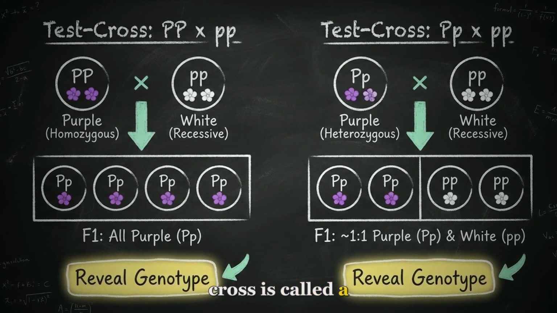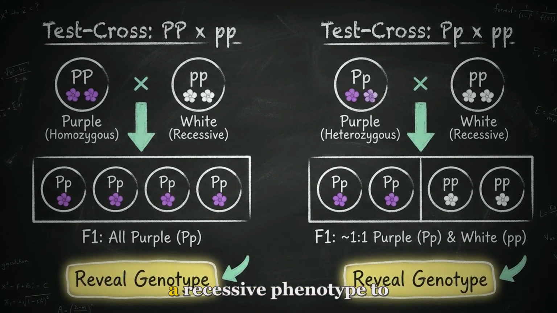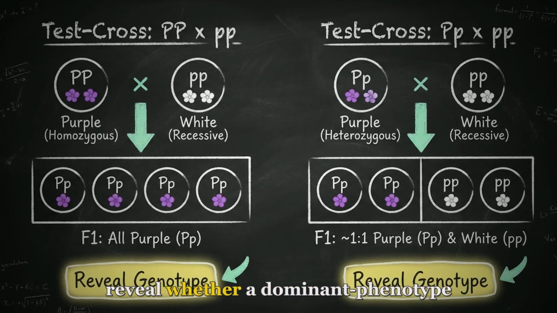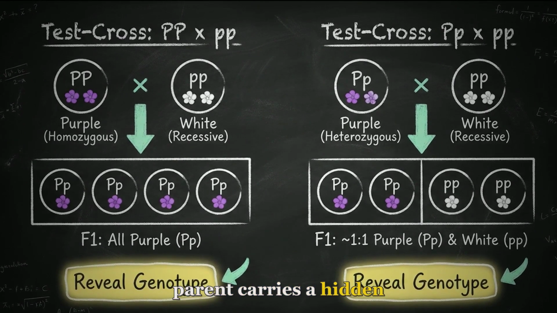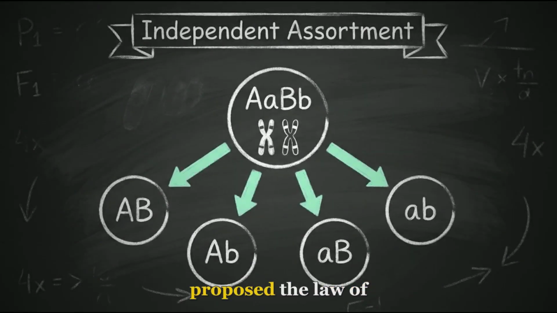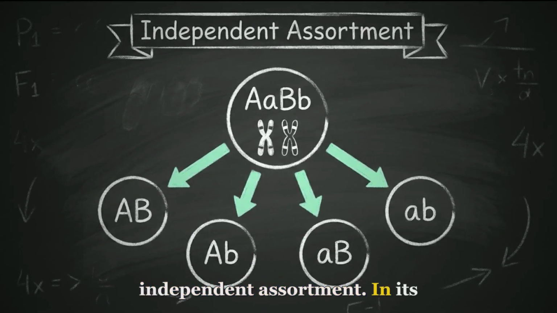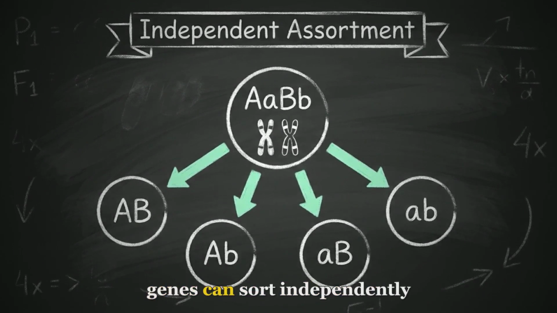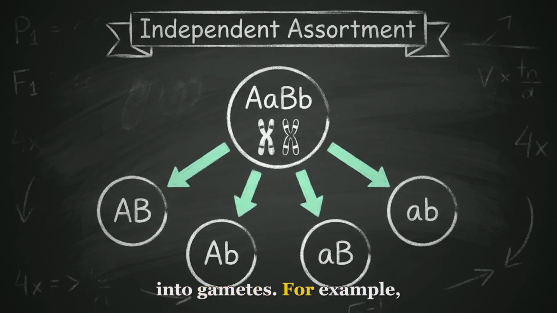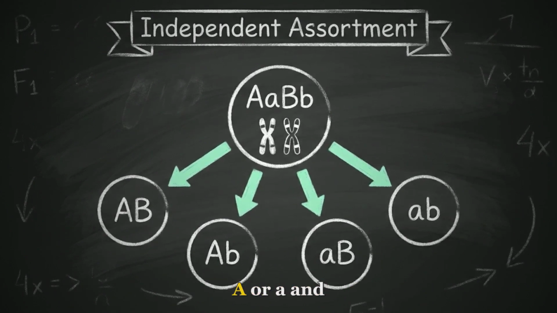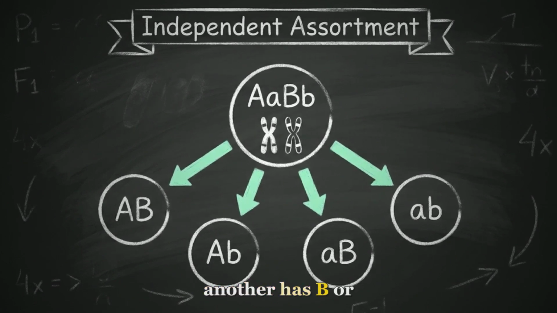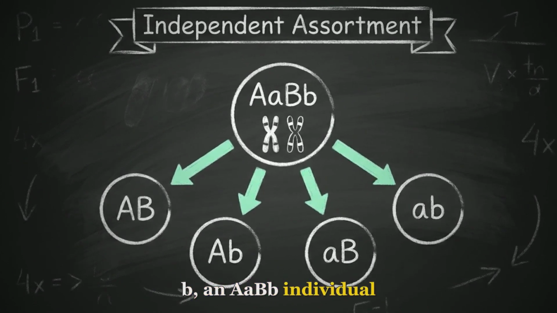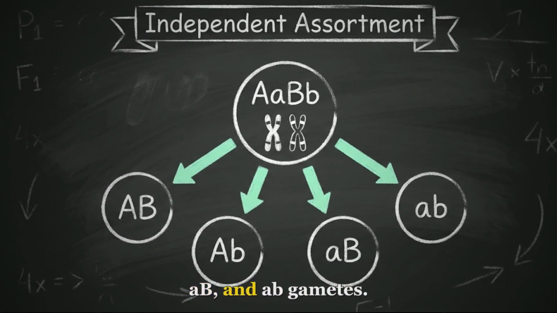This kind of cross is called a test cross. It uses a recessive phenotype to reveal whether a dominant phenotype parent carries a hidden recessive allele. Mendel also proposed the law of independent assortment. In its simple form, it says that alleles of different genes can sort independently into gametes. For example, if one gene has A or a and another has B or b, an AaBb individual can make AB, Ab, aB, and ab gametes.